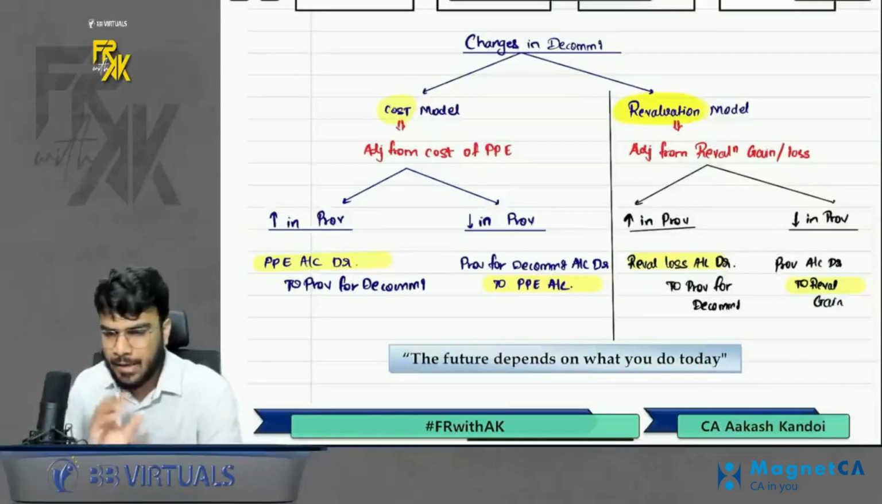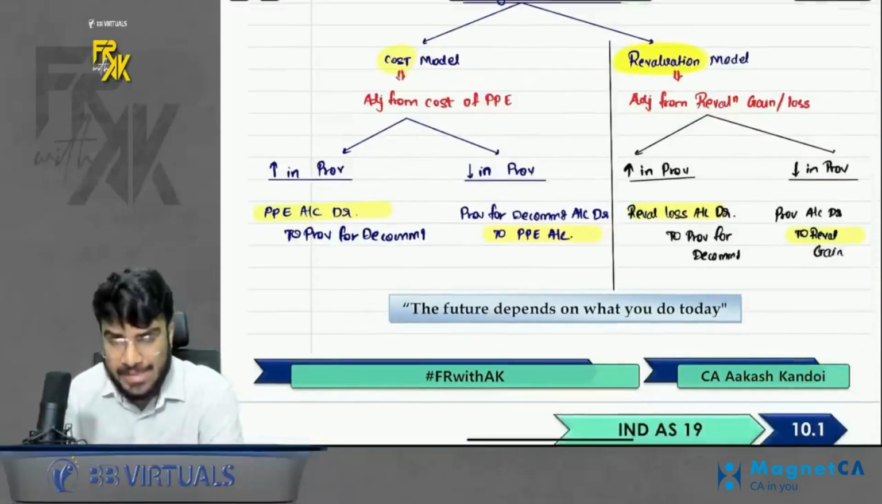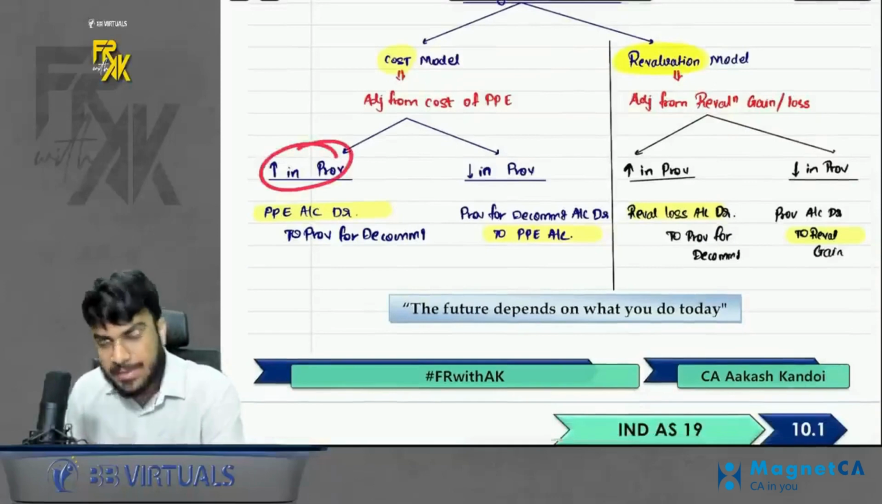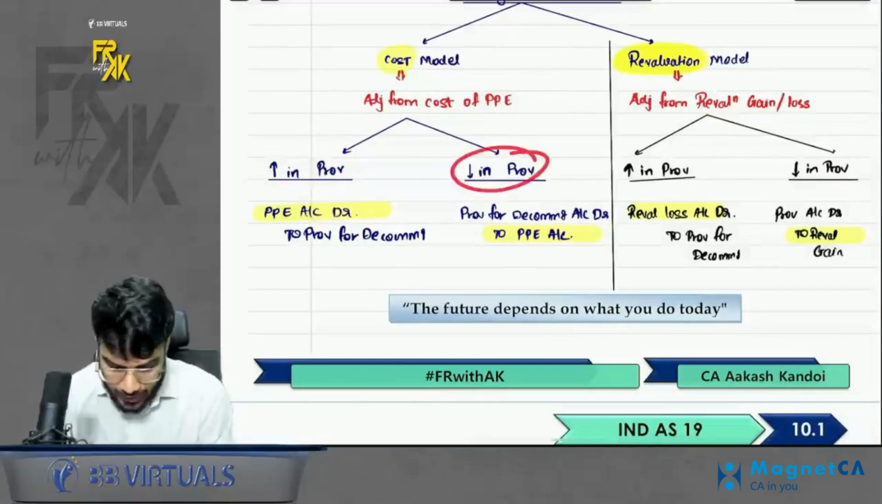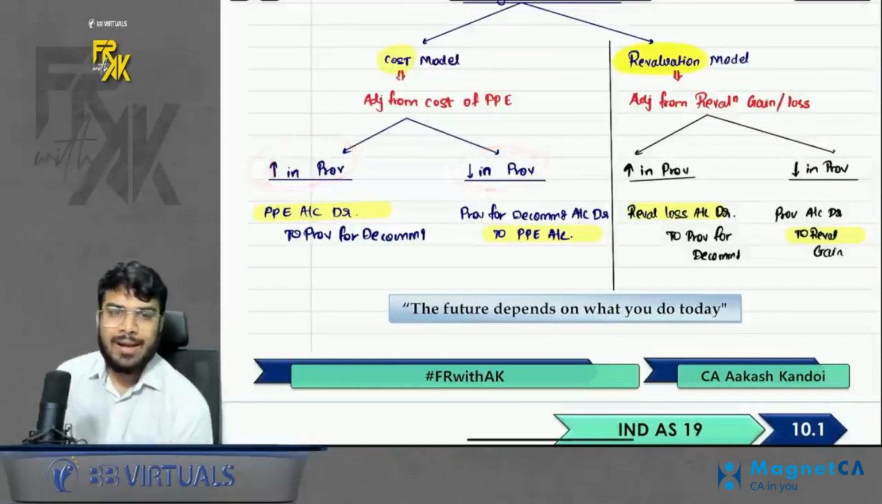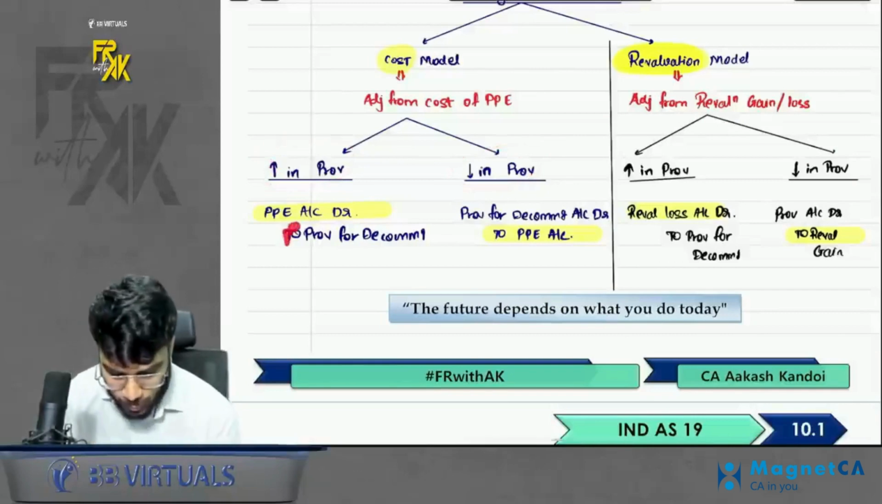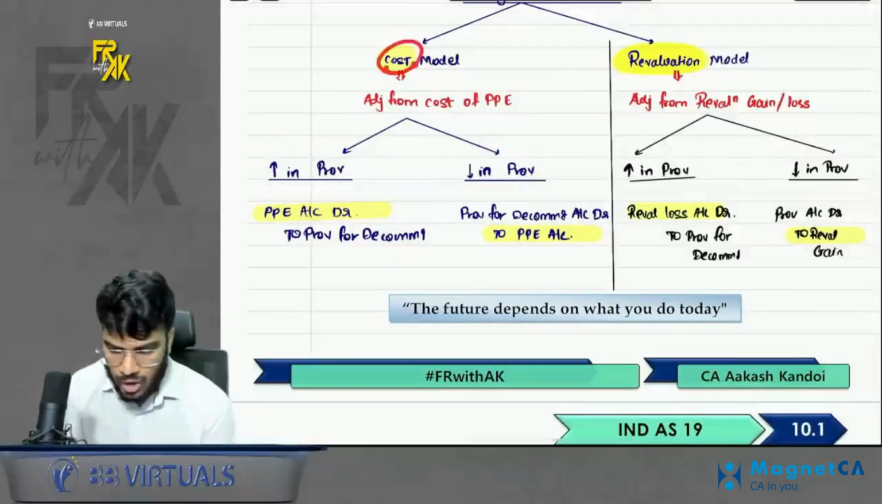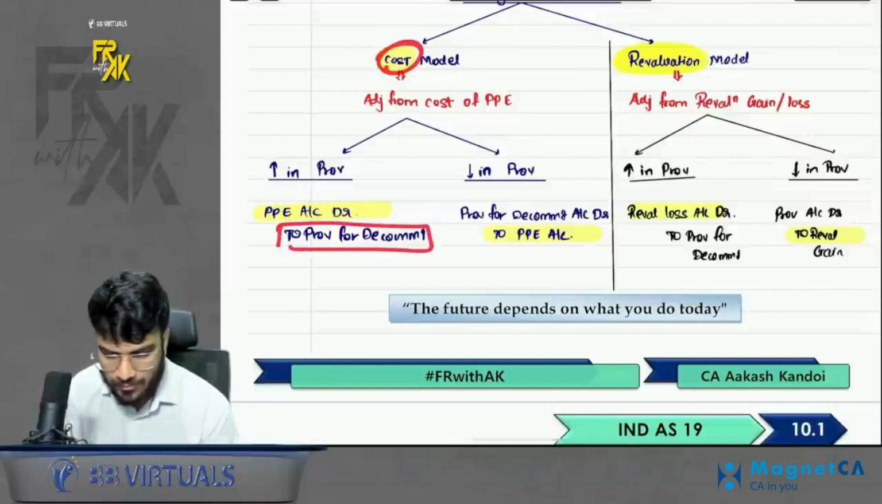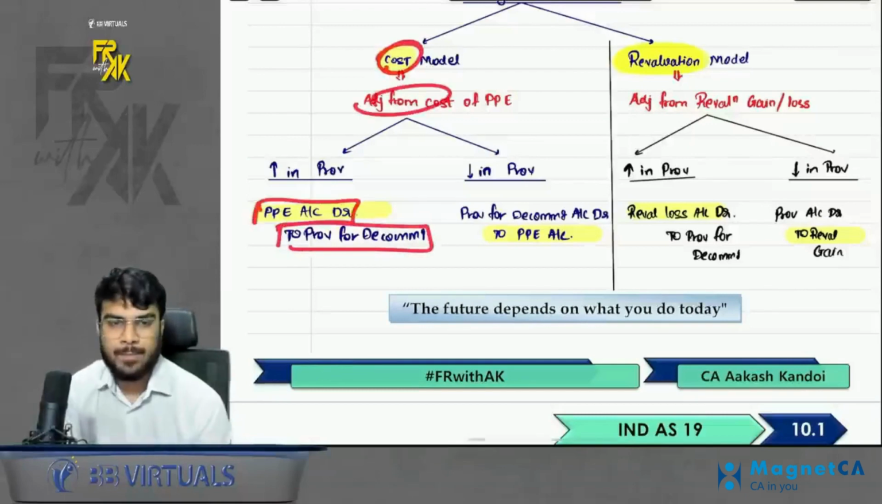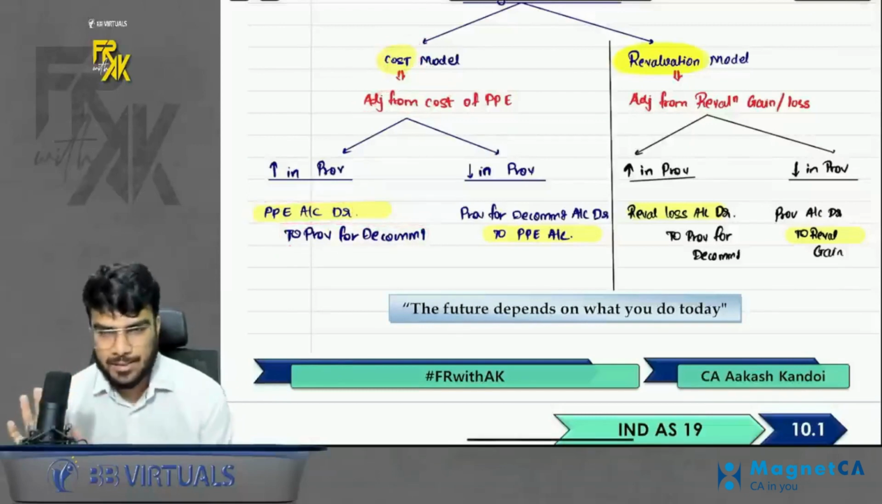Sir, how to pass the entry? It is very simple. The change can be in two categories: either there is an increase in provision or a decrease in provision. If the provision is increasing, ideally a liability is increasing, so you will say credit to provision. Now under cost model, you have to adjust this increase from the cost, so you will debit the cost of PPE. So you have to remember the entry in such a manner, right?